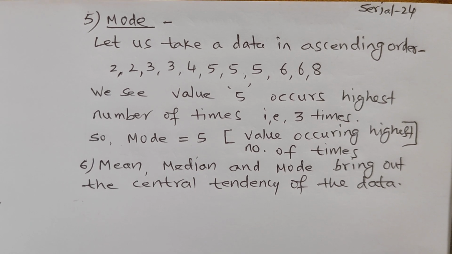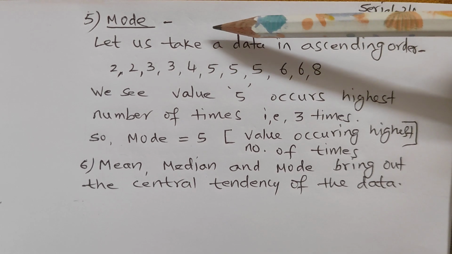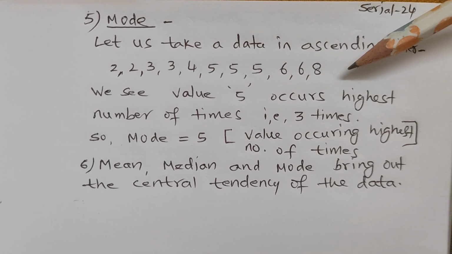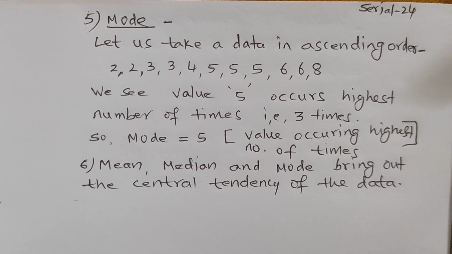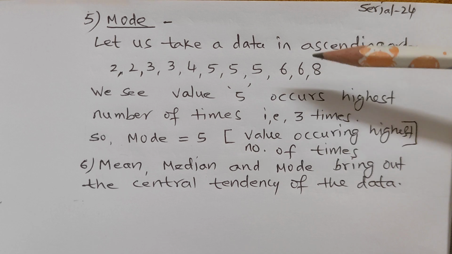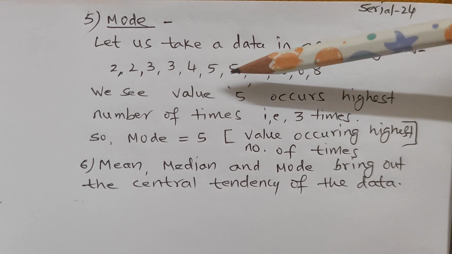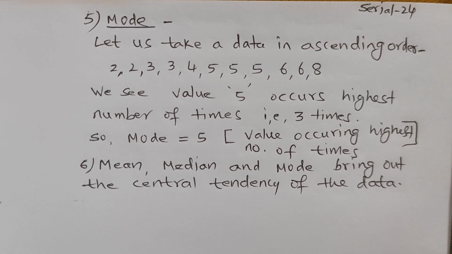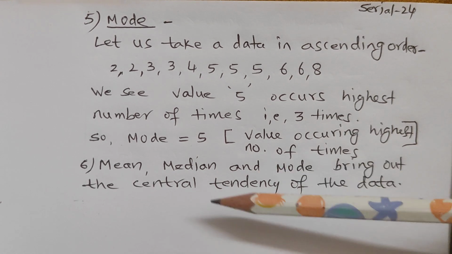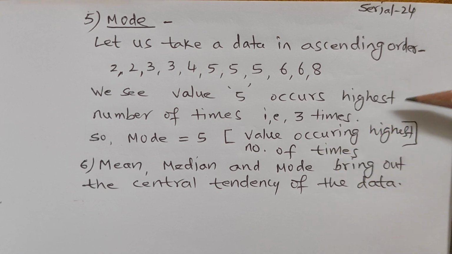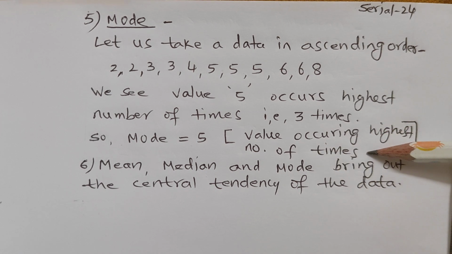We take up another item, mode. We take our data in ascending order. You see here. Please note that the value 5 occurs the highest number of times, that is 3 times: 1, 2 and 3. So we say that mode is 5 because this value is occurring the highest number of times.